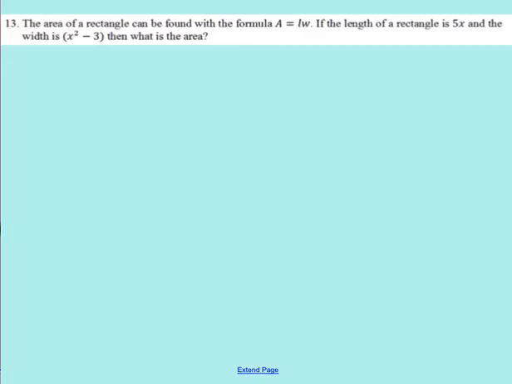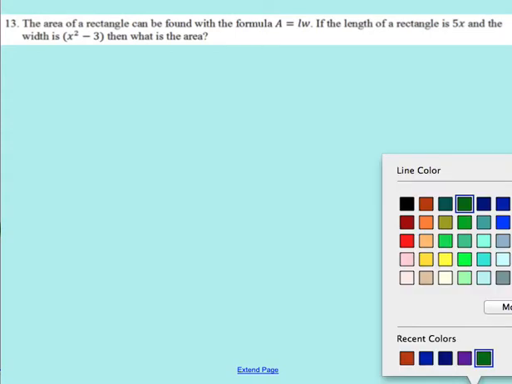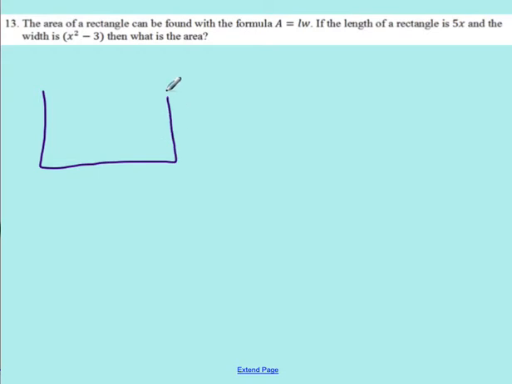So let's take a look at this word problem. It says the area of a rectangle can be found with the formula area equals length times width. The length of a rectangle, so let's draw out my rectangle. The length of a rectangle is 5x. And the width is x squared minus 3. What is the area? So the area is length times width.